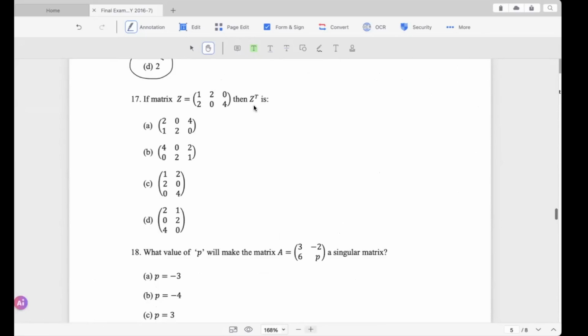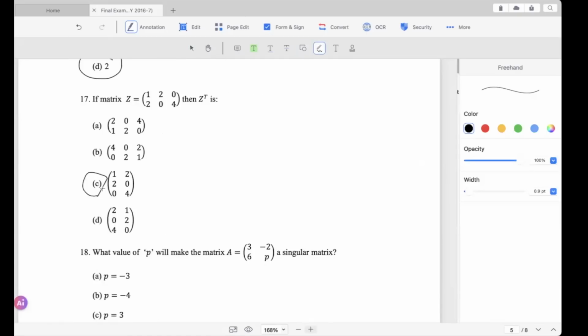When you see this, it's telling you to transpose. Transpose means turning the rows into columns. That's all it means. So the first row becomes the first column, 1, 2, 0, and the second row becomes the second column, 2, 0, 4. So the answer is C.